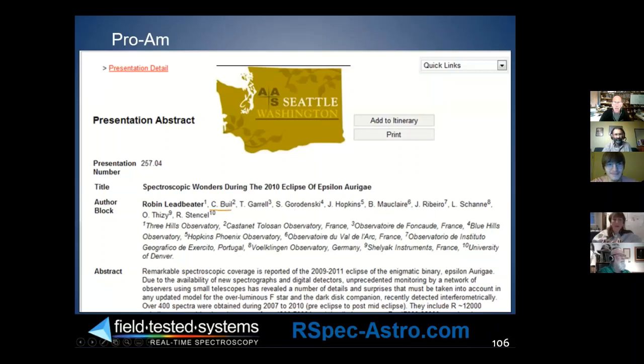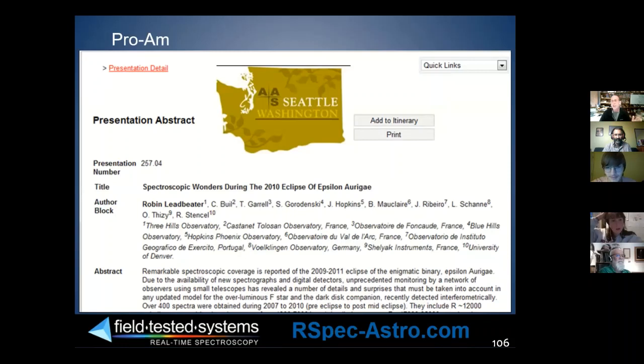Christian Buil's name you may recognize. He was a pioneer of CCD imaging for us all in the 90s. There's a variety of others, many out of France. Olivier is one of the people who created the LHIRES slit spectrograph, and Bob Stencel's out of the University of Colorado. So there are things you can do, but not that many right now.